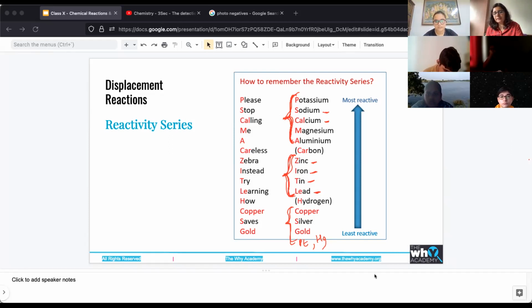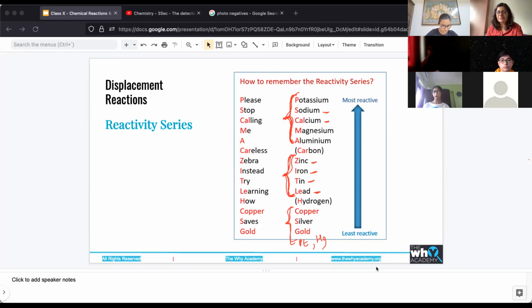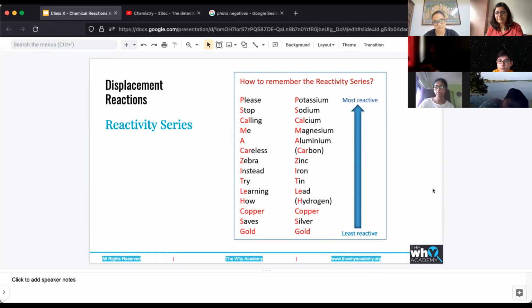Yeah, make a note of it, or if you have it somewhere, that'll work. It'll help you if you make a note of it and keep it somewhere, so you can keep referring to it, because all the displacement reactions basically depend on this only. Okay. So are you guys noting this down, or can I go to the next slide? Some people are noting down. Okay, finish it and then we'll go to the next one.